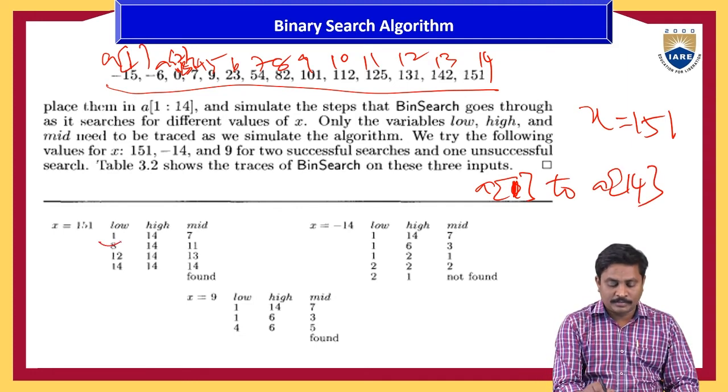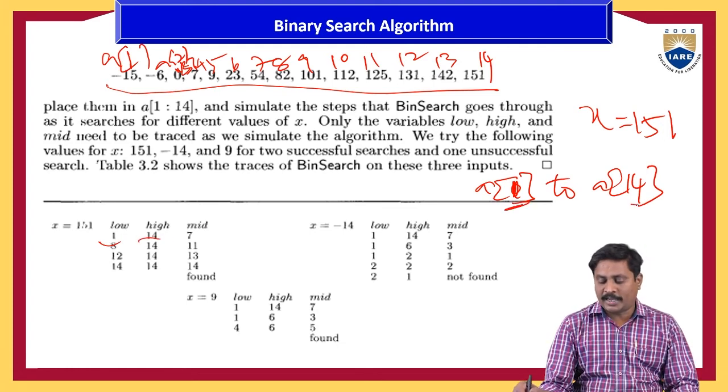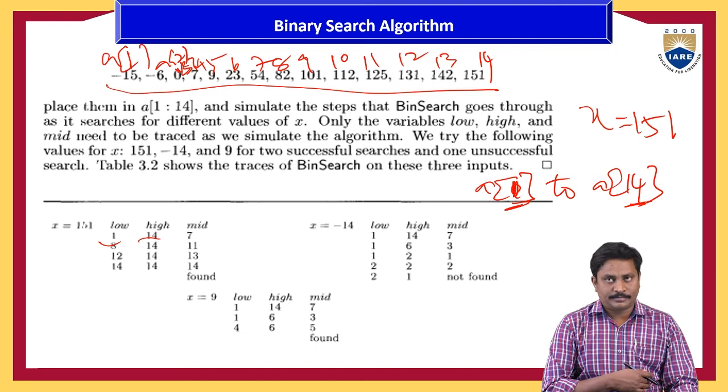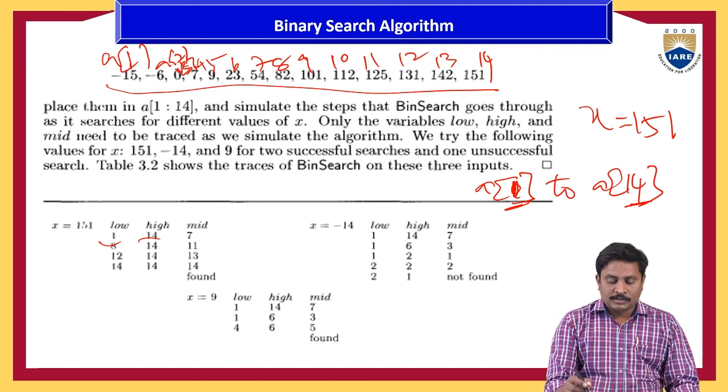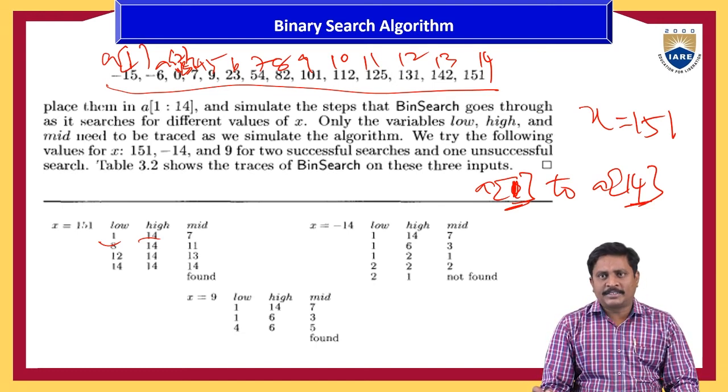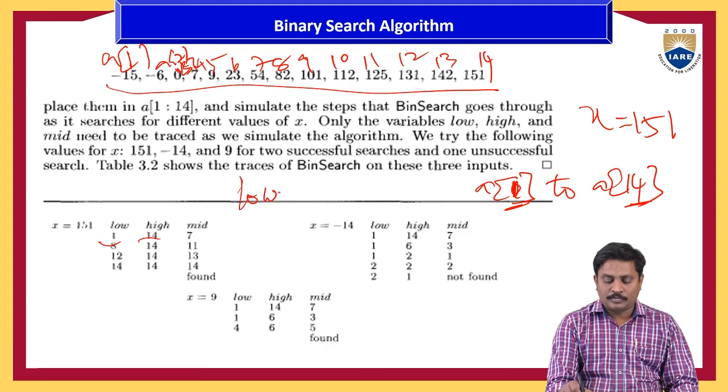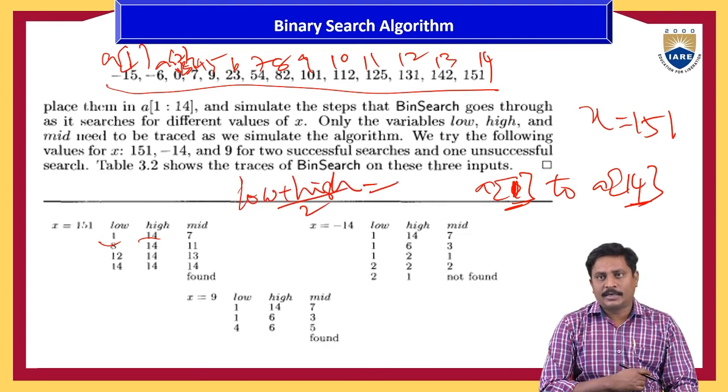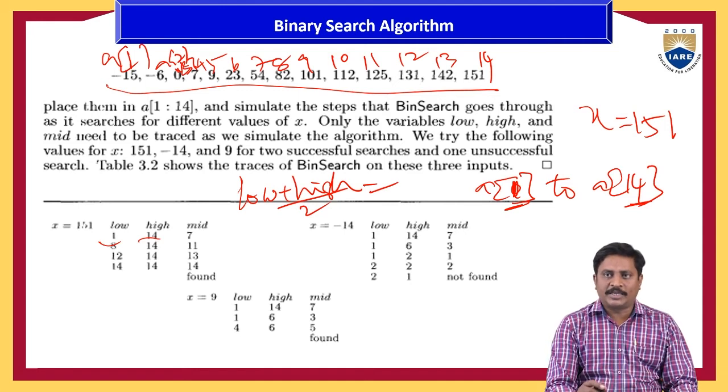Low value is 1, high value is 14. Position value: low position value is 1, high position value is 14. So the mid formula is (low plus high) by 2. Low value is 1, high value is 14. 1 plus 14 by 2 is 7 point something, which means 7.